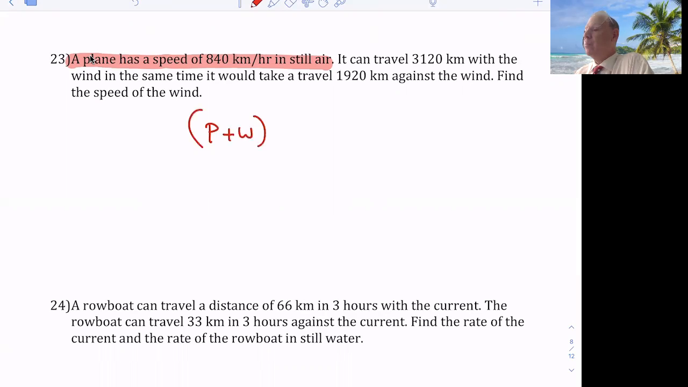All right. It can travel 3,120 in the same time it would take. Do we know what time it is? No. So that's T. How fast is the plane going though? 840. So it's going to go 840 plus the wind times the time, and that can be 3,120. Everybody agree with that? Yes.